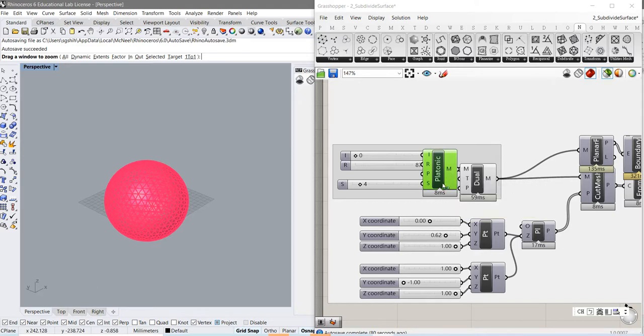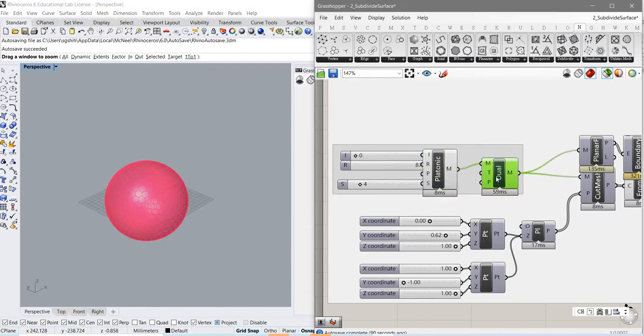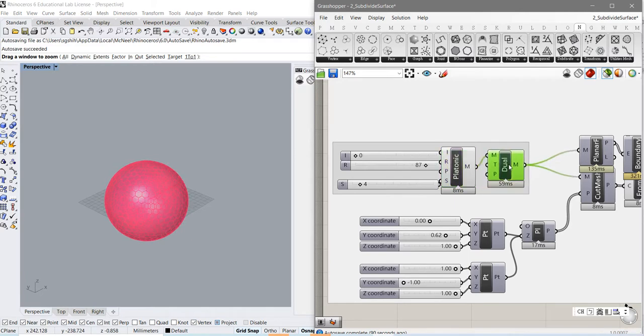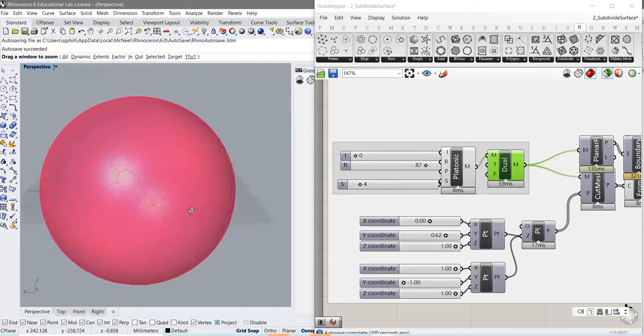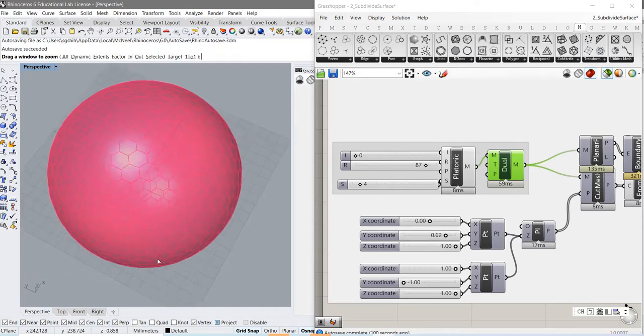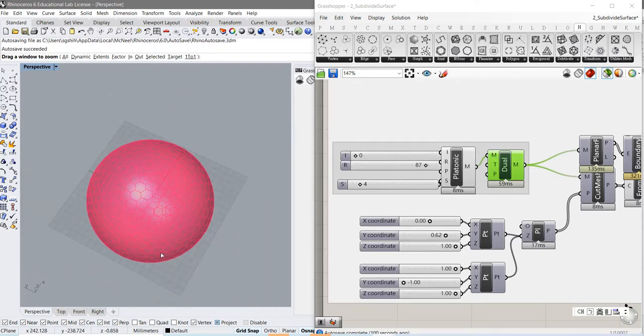Okay, and now this is a very interesting component, which is also very useful for architecture designers, which is the dual of the mesh. You see, they become hexagons. Okay, now I see why this Platonic component gives us only 3 of the 5 Platonic objects.